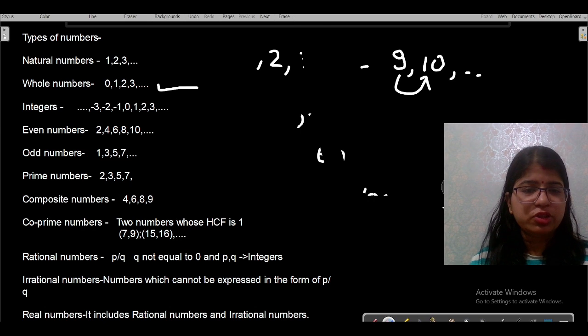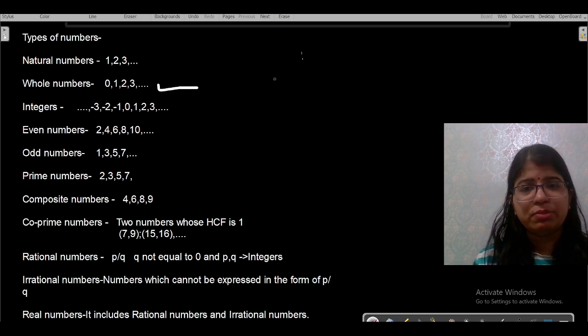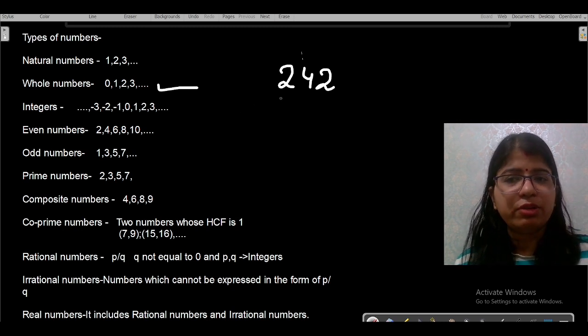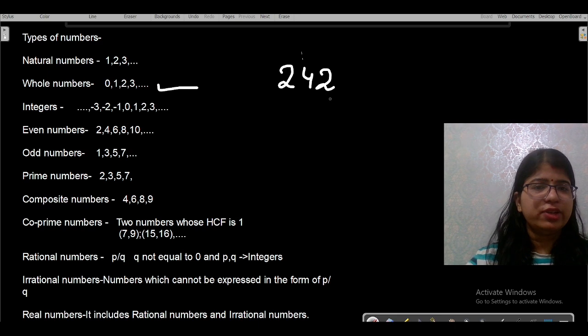Even numbers are numbers which are divisible by 2. Let me give an example, like 242. If I ask you whether it is an even number or not, what will you tell? It is an even number, because it is divisible by 2.